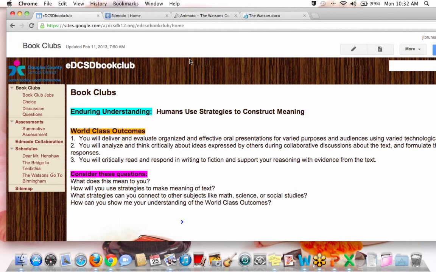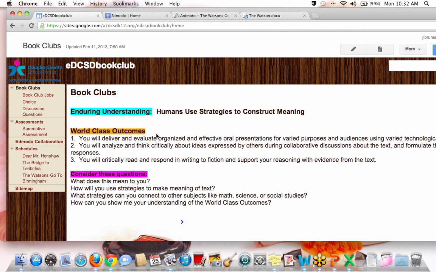So let's just kind of review what we have been doing this entire semester. Our enduring understanding was that humans use strategy to construct meaning. And the way that we really applied this to reading was using all of those reading strategies to make meaning of our text. Some of the jobs that you did were summarizing, questioning, which was the discussion leader job, illustrating, and then choosing and analyzing key vocabulary words and parts of the story. So those were all reading strategies that we've been working on.